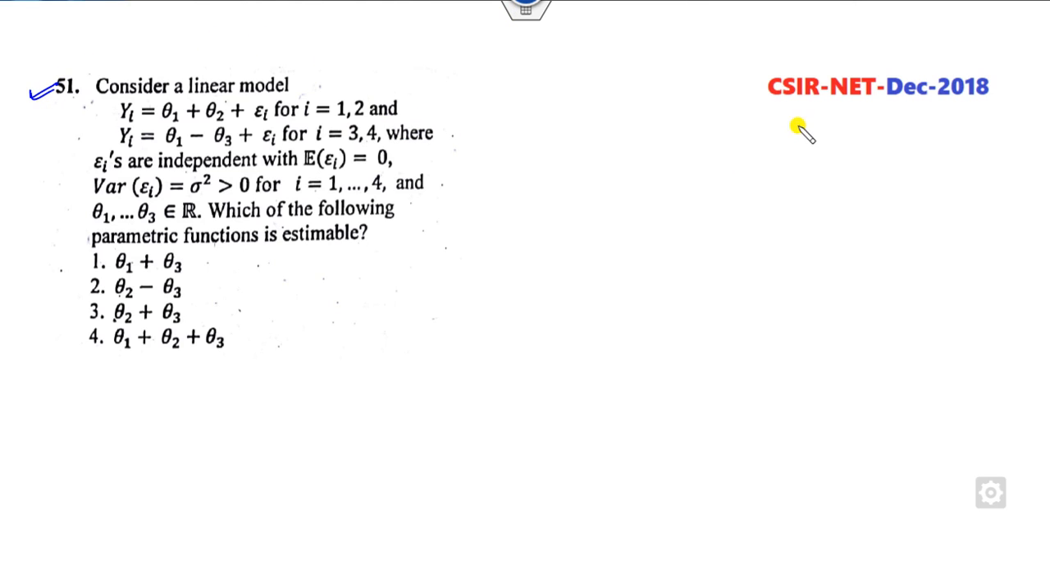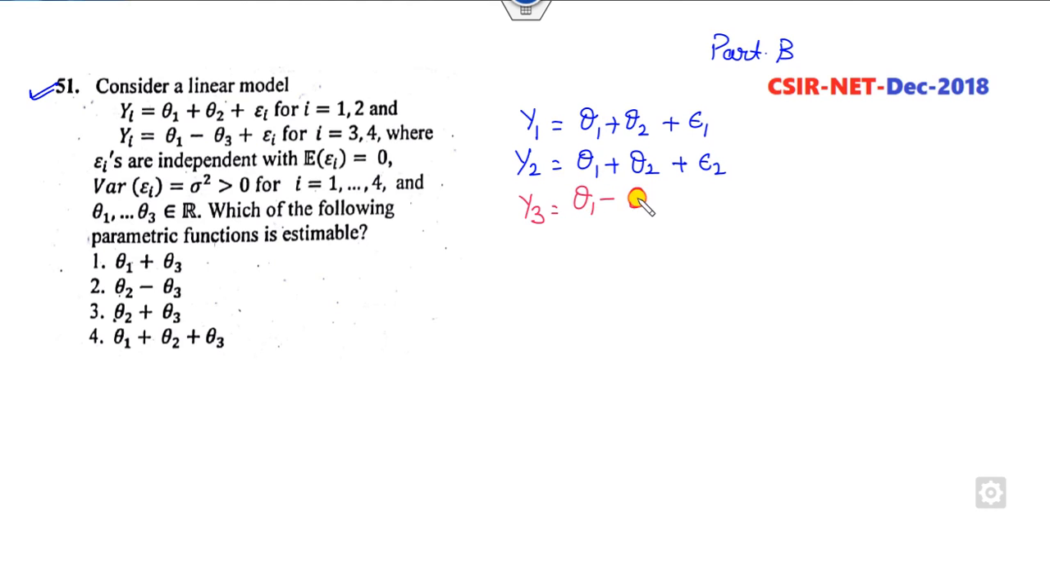Let's say question number 51, which is related to Part B. Only one correct option is there. What is given to you? Consider the linear model y_i. So y1 is theta 1 plus theta 2 plus epsilon 1, y2 is theta 2 plus theta 3 plus epsilon 2, and for i equal to 3 and 4, y3 is theta 1 minus theta 3 plus epsilon 3, and y4 is given here. Now, such that the variance of each epsilon i is sigma square and the expectation is 0, which of the following is estimable?